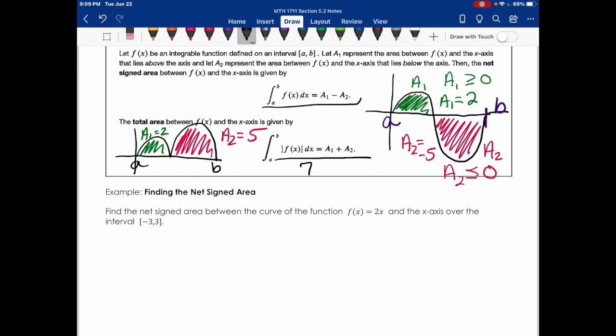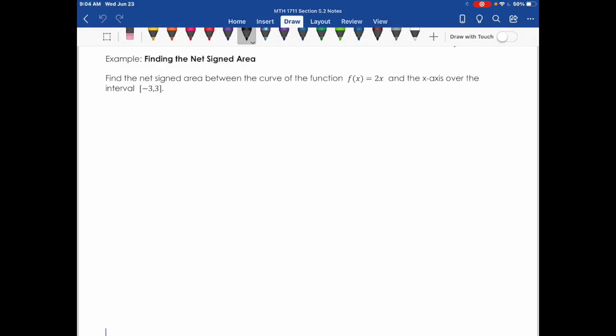whereas the net area, using this example here, would give me -3 because I take into consideration what area is above and below the x-axis. So now we're going to walk through an example of finding the net signed area.